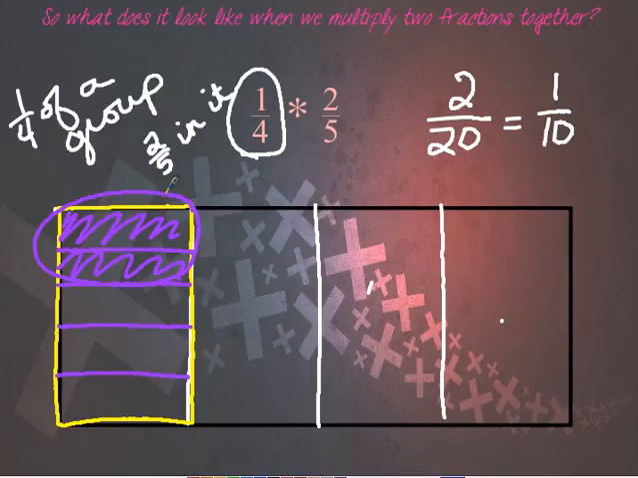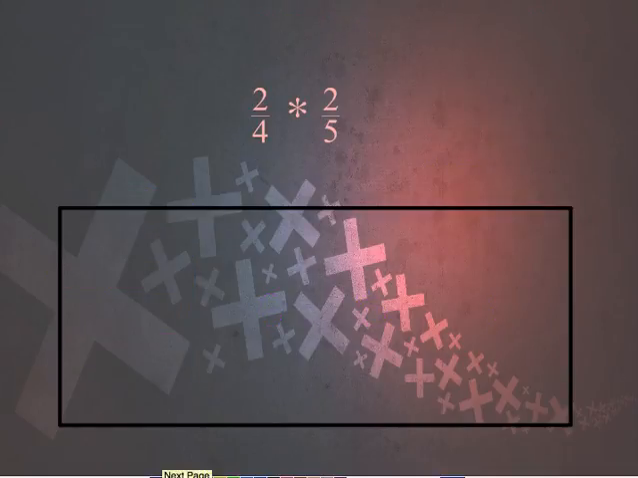But you have to remember then, since this has 5 pieces, and this has 5 pieces, and this has 5 pieces, and this has 5 pieces, our pieces are no longer worth fifths or fourths, they're actually worth 20ths. All right, so let's take a look at this.